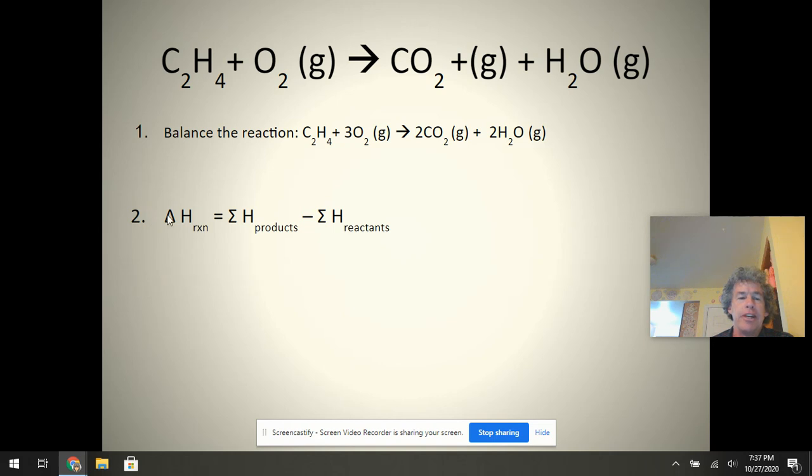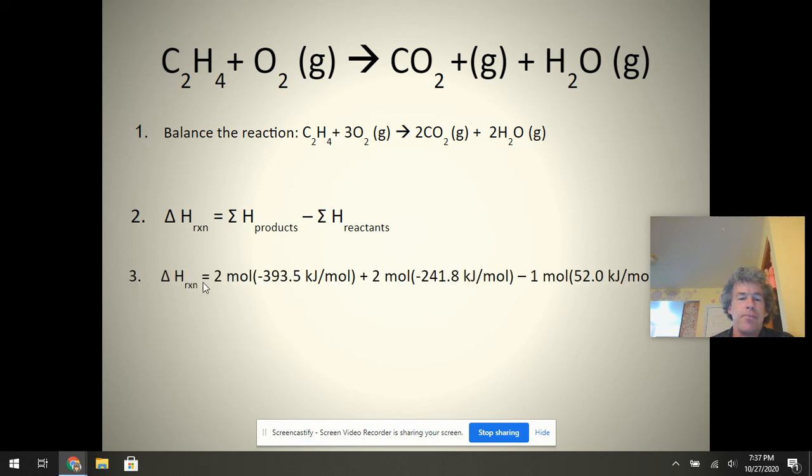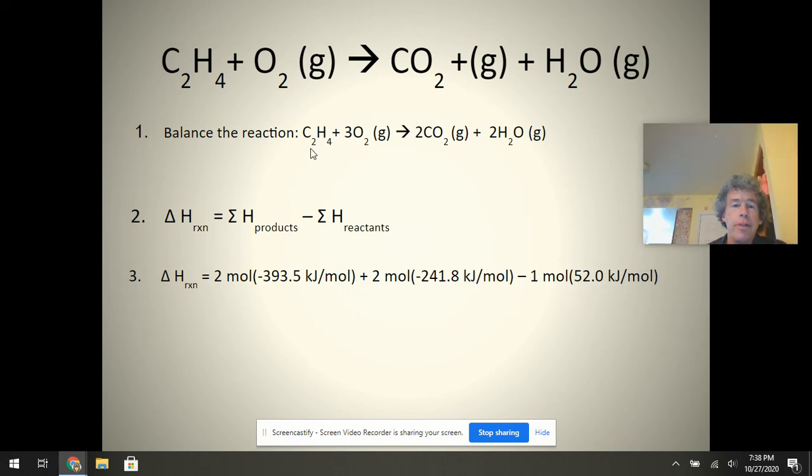Then again, the formula here is delta H of the reaction equals the sum of the H of the products minus the sum of the H of the reactants. So when we do that out again, here are the products. So we're going to have 2 moles there times the value for CO2, which is negative 393.5 kilojoules per mole. Then plus 2 moles times the value for gas here for water, which is negative 241.8 kilojoules per mole. And then minus 1 mole times 52.0 kilojoules per mole. And then there's also an oxygen in here. I didn't put this in the equation because, again, oxygen is O2, it's 0, that will cancel out. So this is the part that really matters.